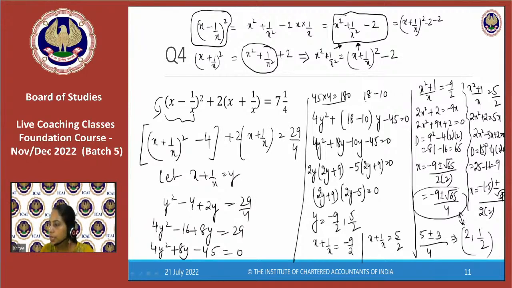I hope you're understanding this. Yes, 1 by 2, 2 is correct. -9 plus root 65 by 4 is correct. Poloju, you need to check one of your roots. One root is going wrong. I hope you're understanding this.